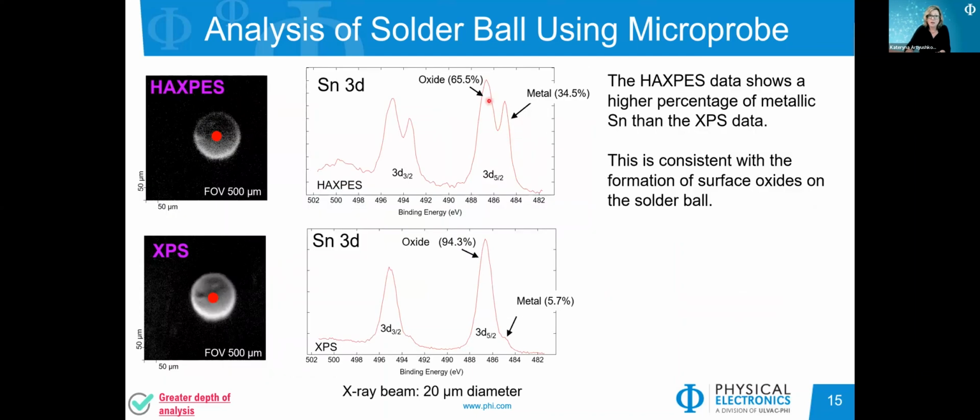So when we do that, we can see that this is a tin solder ball. Using the chromium source in the tin 3D transition, we detect a significant peak from metal. While using the aluminum source, we mainly detect oxide with quite a small amount of metal present. So this is also quite a unique feature of being able to do HAXPES using small area analysis. On a synchrotron, it is usually a larger area of analysis or not as flexible to change your spot size.